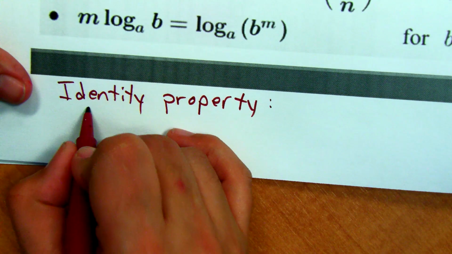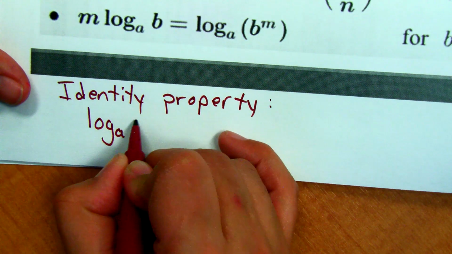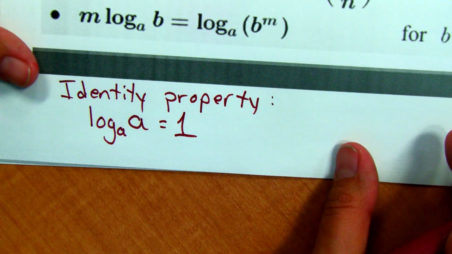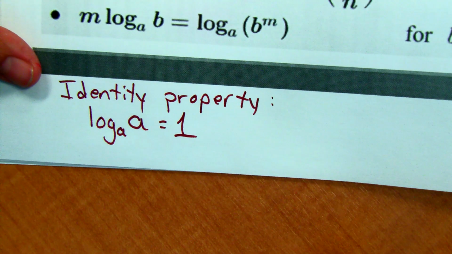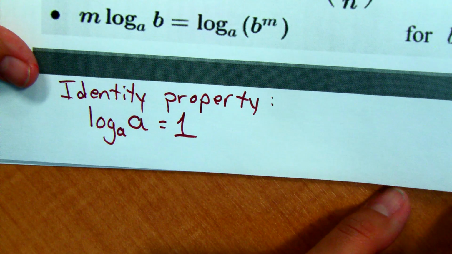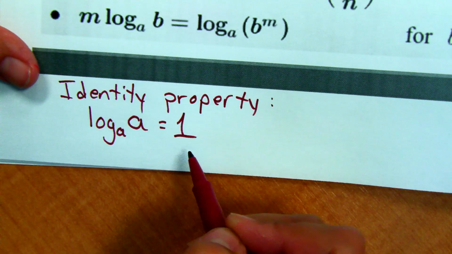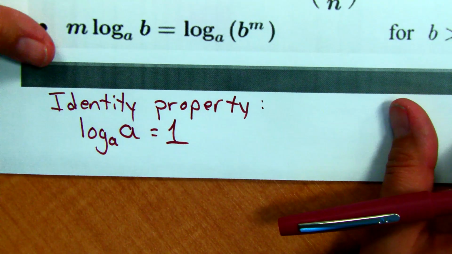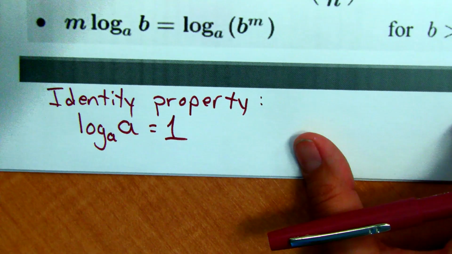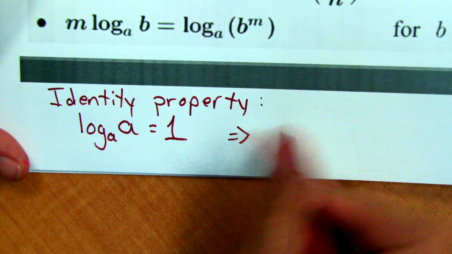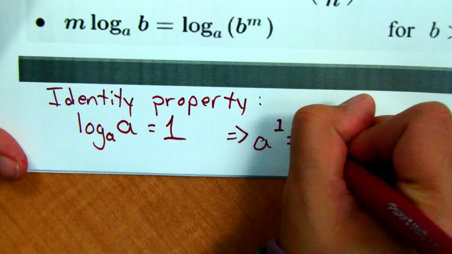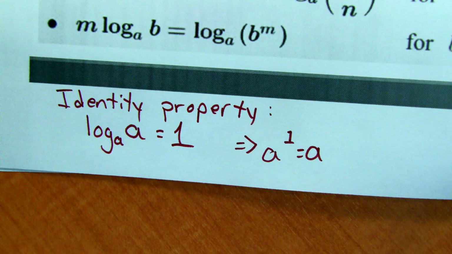The identity property of logs says that if I have log base A of A, that's just 1. And you can go backwards. If you have 1, you can rewrite it to be log base A of A. Because mathematically, like I said before, we can rewrite this to be an exponential. A to the 1 is just A. And that is why log base A of A is 1.